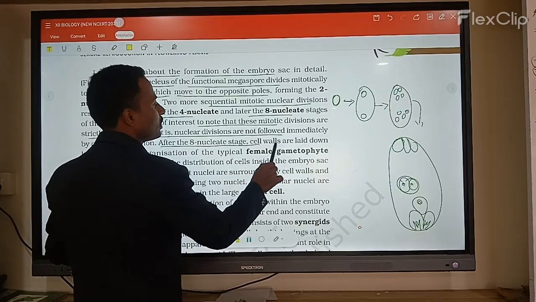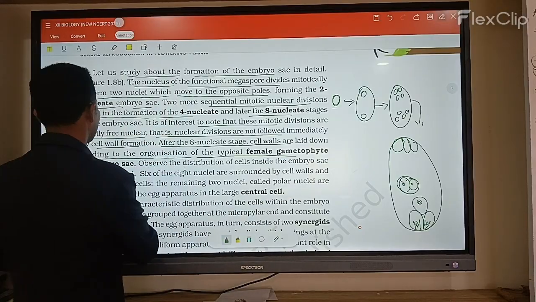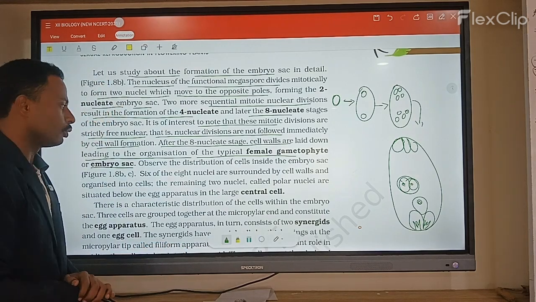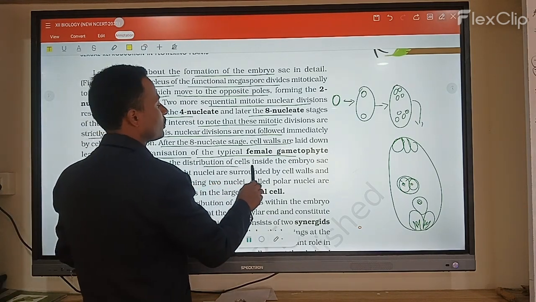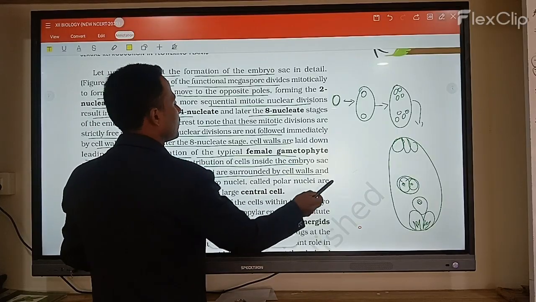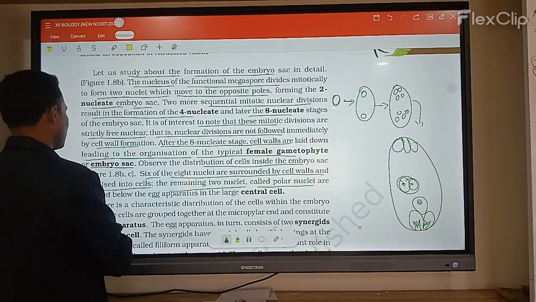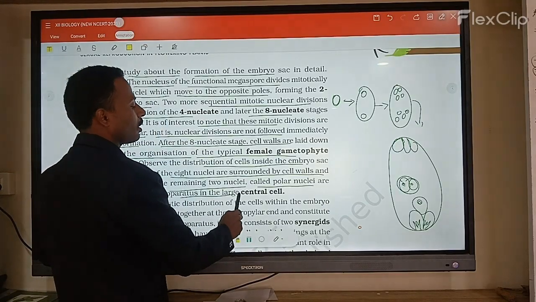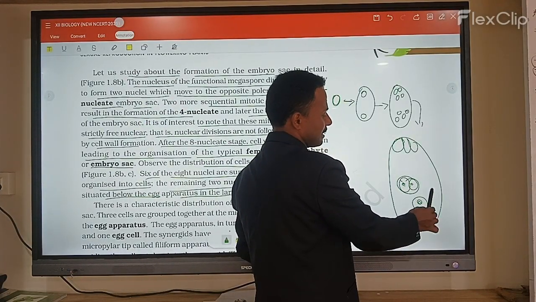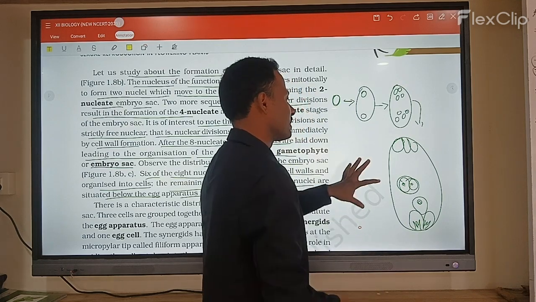After the eight-nucleate stage, the cells are organized into a typical female gametophyte or embryo sac. After this, the complete embryo sac forms, and we observe the distribution of the cells inside it. Six of the eight nuclei are surrounded by cell walls and organized into cells. The remaining two nuclei are the polar nuclei, situated below the egg apparatus and lodged in the central cell. These six cells perform different functions.